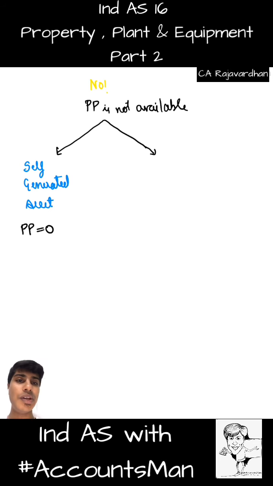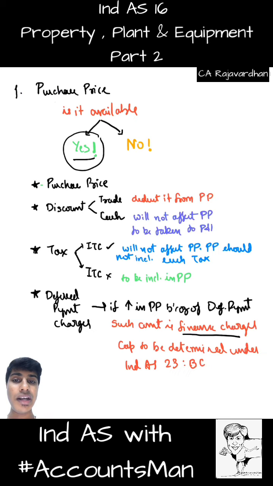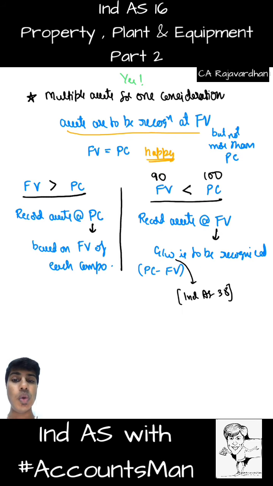No. You need to remember that when I told you the concept of cost, it is 1 plus 2 plus 3. We're discussing 1 till now. If there is any direct expense that is incurred for the purpose of that asset, that expense will become the cost of the asset. So we're discussing 1 now. Under 1, we have yes, no. We've done with discussion of yes, we're discussing no right now.